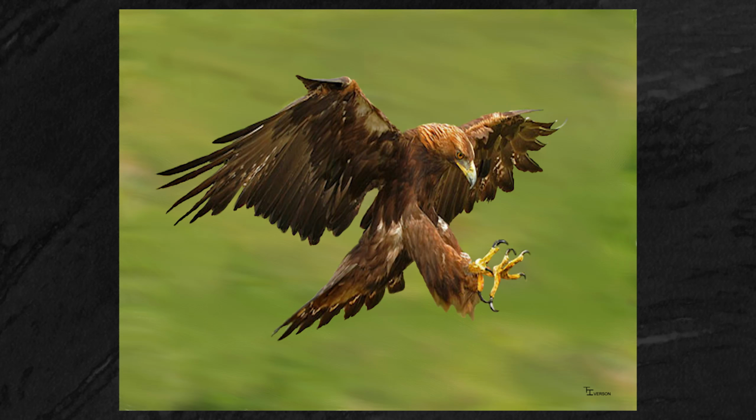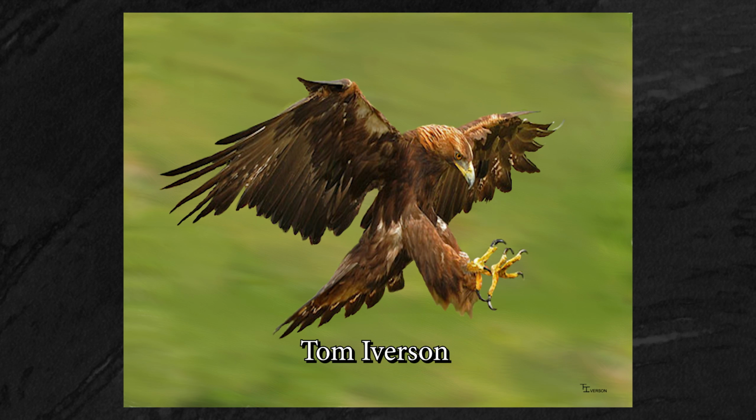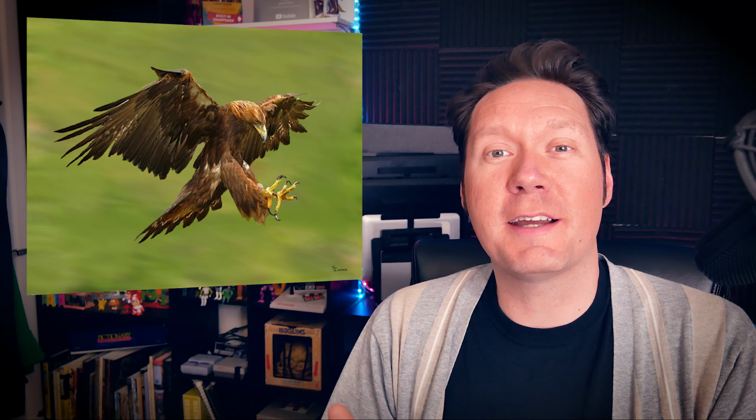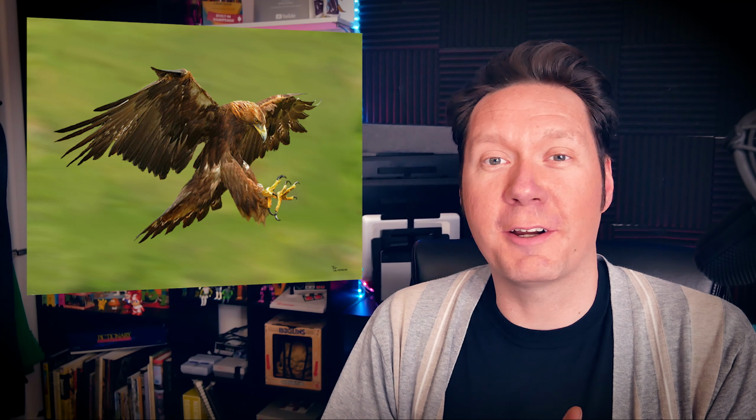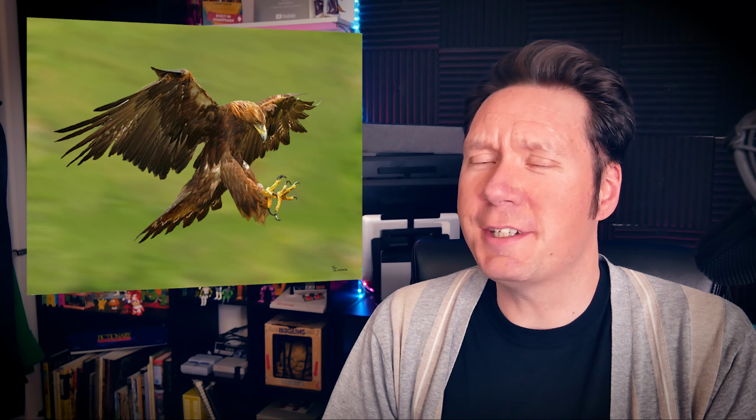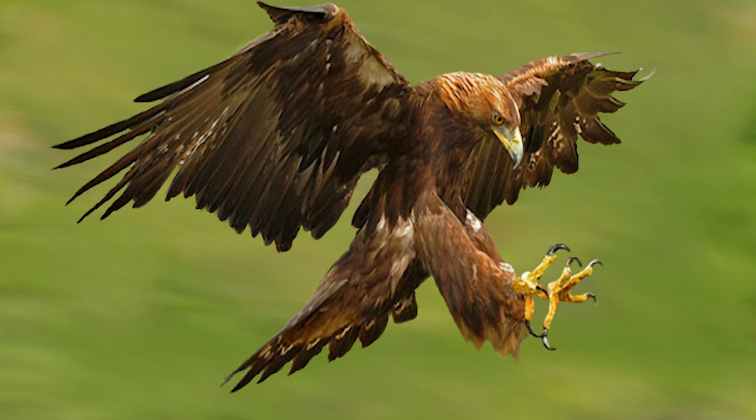Thanks for sharing. Our last bird-themed painting is by Tom Iverson, and this is called Focused on the Task at Hand. Again, I don't know anything about birds. I'm the art guy, I'm not the bird guy, so I don't know exactly what this bird is. I think it's a golden eagle, but I could be wrong. Nevertheless, it turned out great.